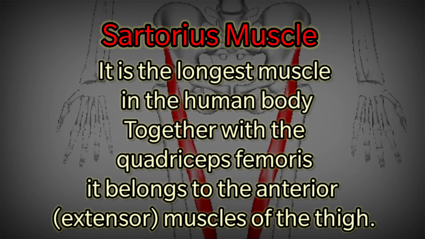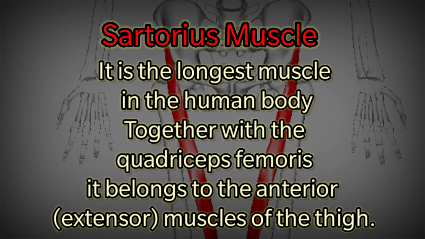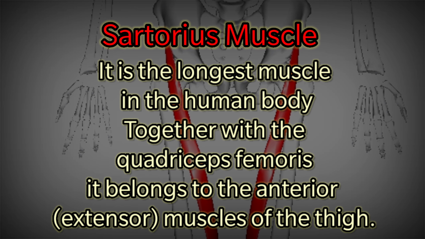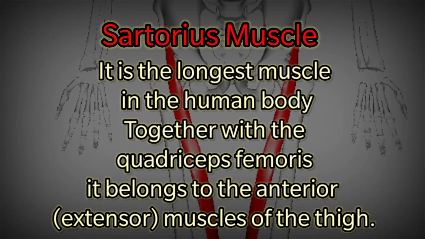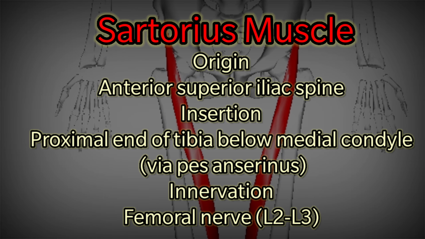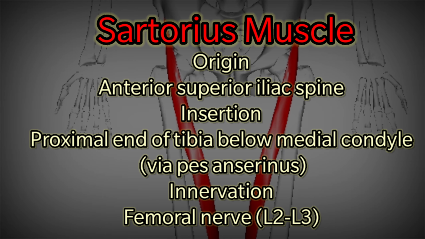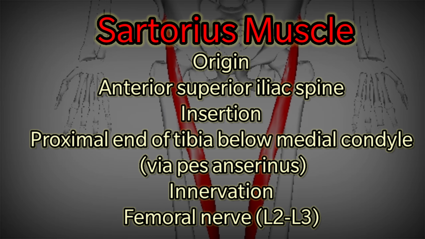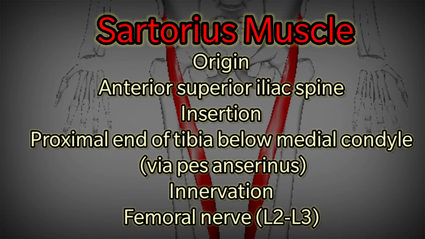The sartorius muscle is the longest muscle in the human body. Together with the quadriceps femoris, it belongs to the anterior or extensor muscles of the thigh. Origin: anterior superior iliac spine. Insertion: proximal end of the tibia below the medial condyle via the pes anserinus.